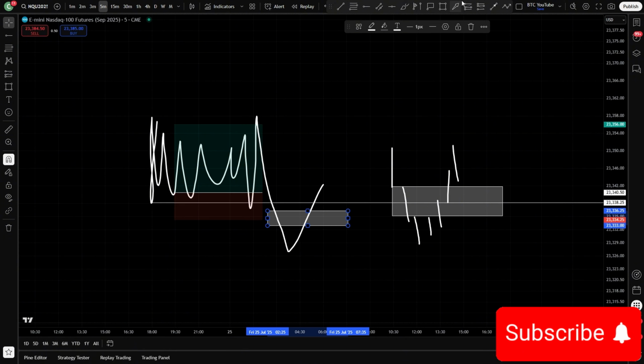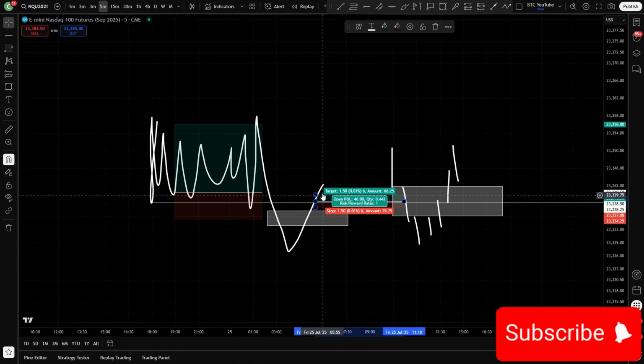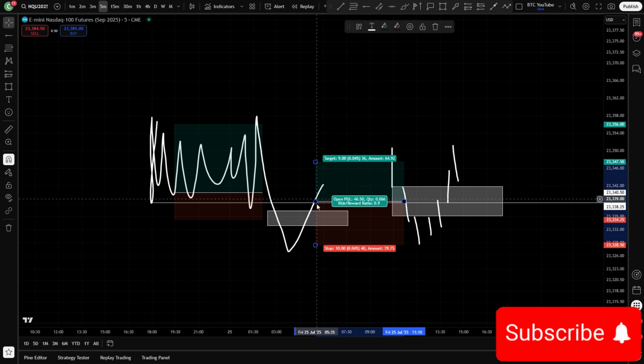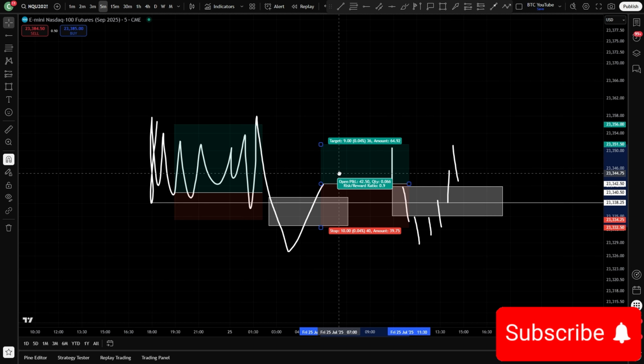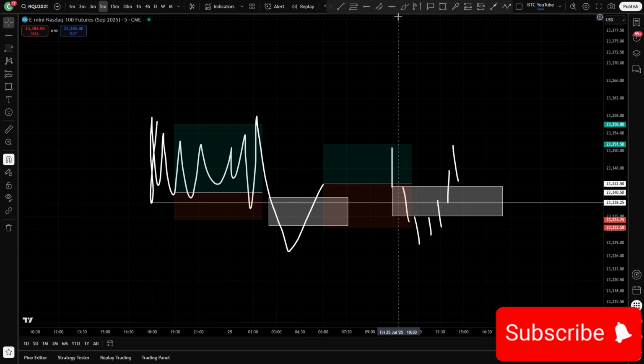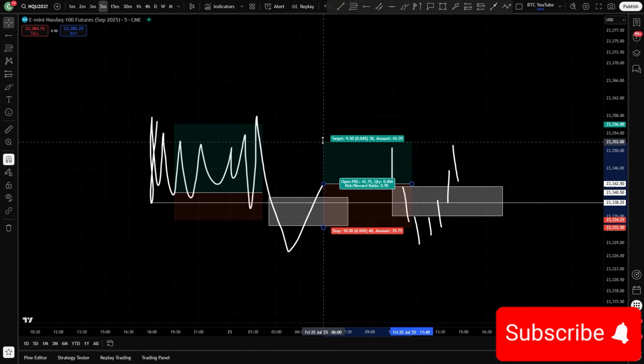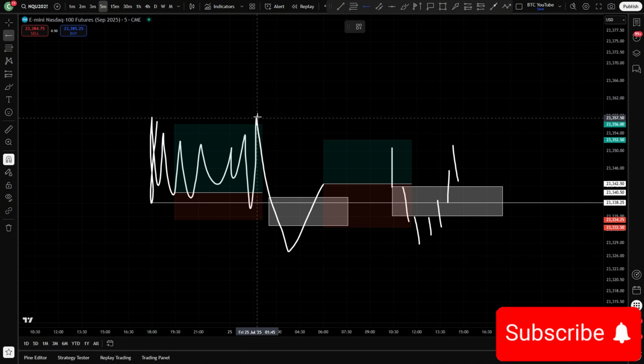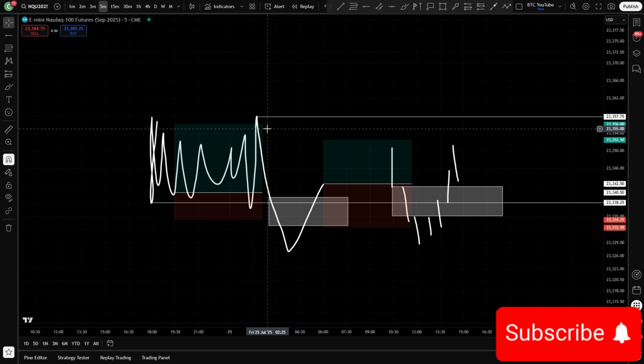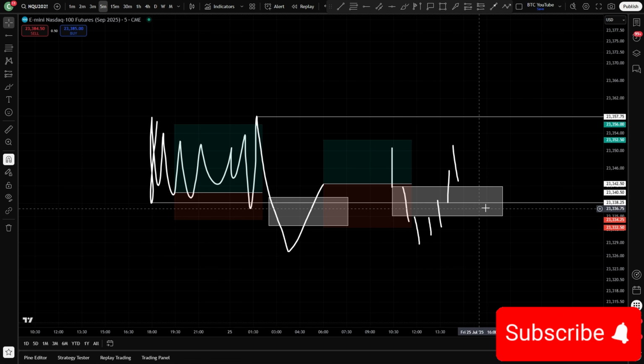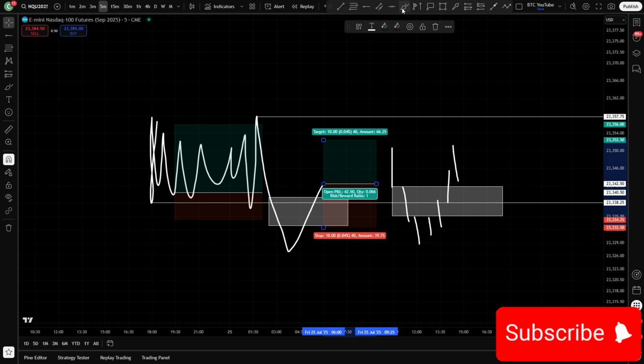You'd have your inverted fair value gap like this, and very simply you just enter on the close back above this fair value gap. Say for example, this is the close, stop loss below, 1-to-1 take profit for your first target. And then I have runners up to the high of day and to all-time highs. Since we're at all-time highs at the minute, it makes a lot of sense to do this.